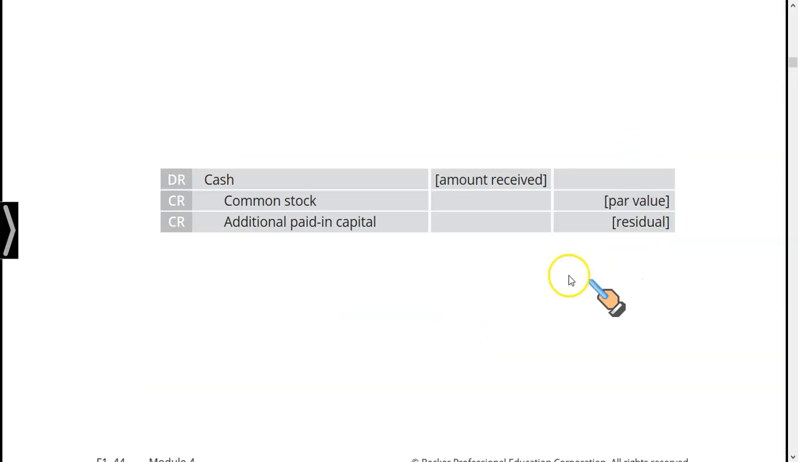And this is the journal entry: debit cash, to record the cash received; credit common stock, to record the par value of the share; and credit additional paid in capital, that is the remaining amount of this transaction.